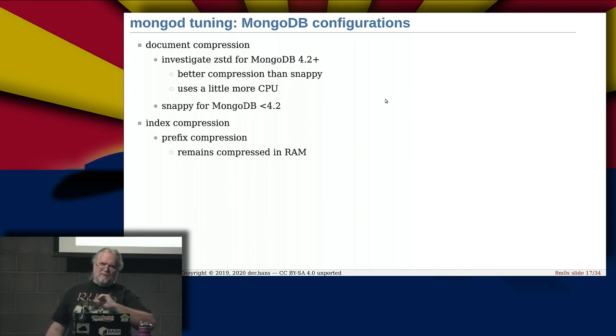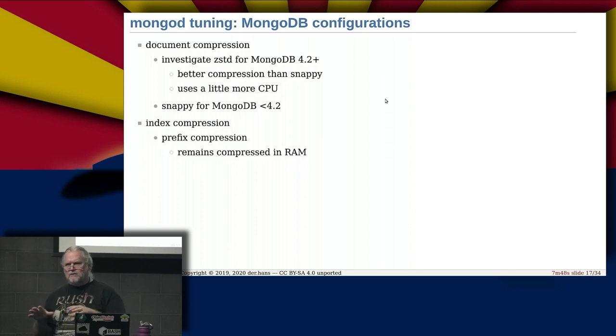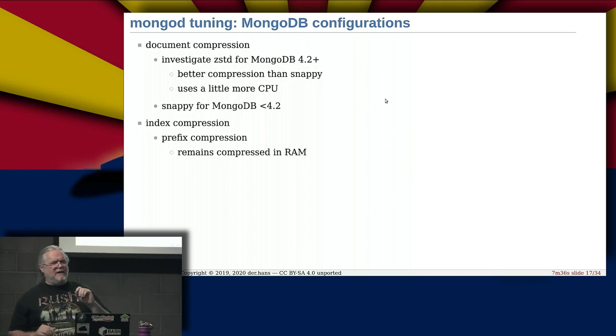MongoDB configuration. We're not really talking about things from the database side, but there were a couple of things I thought were important to bring up for the systems people. So document compression: Wired Tiger will do compression for you. The default is called Snappy, and it does fairly well. But there's also zlib available, our normal zlib. But zlib uses a lot more resources, so generally that's recommended against.